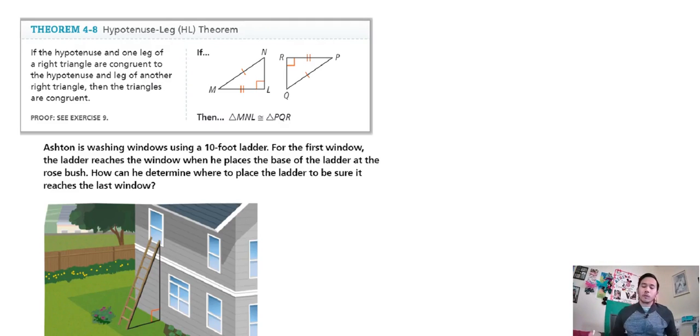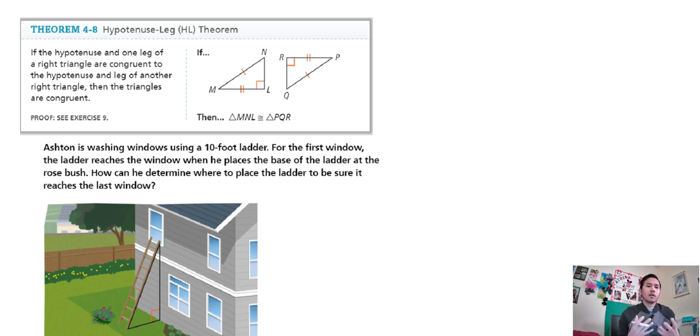In this video, you will be learning about congruence in right triangles and congruence in overlapping triangles. So we'll be discussing theorems that involve right triangles. The first theorem is Theorem 4-8, which is the hypotenuse leg, HL theorem. The theorem states that if the hypotenuse and one leg of a right triangle are congruent to the hypotenuse and a leg of another right triangle, then the triangles are congruent.